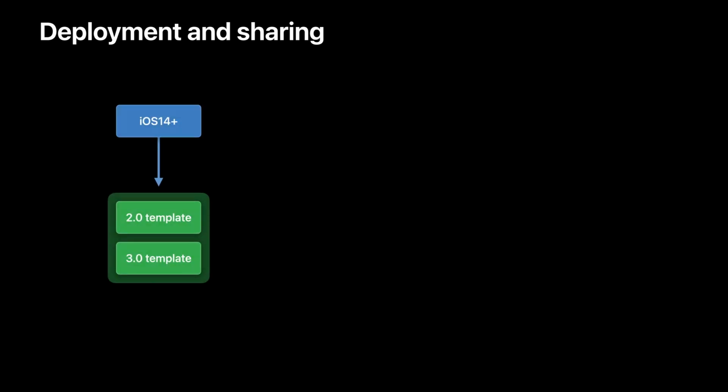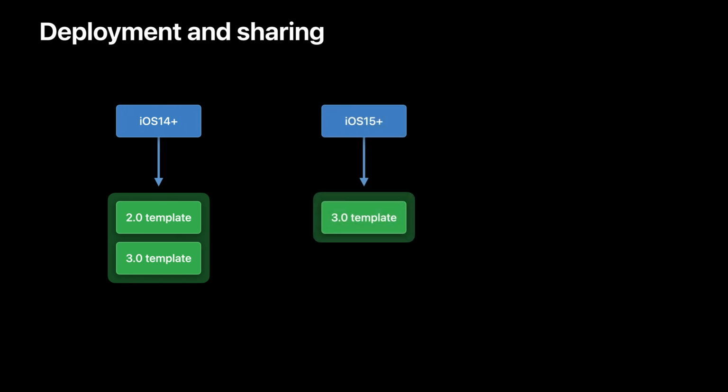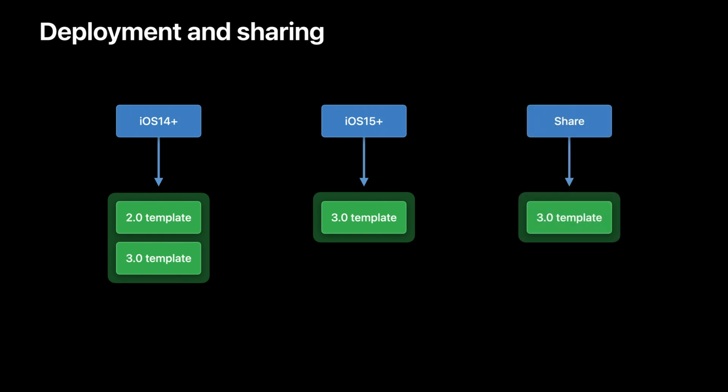If your minimum deployment target is iOS 14, you will need to export both a 2.0 and a 3.0 template and use the appropriate asset based on a version check. If your minimum deployment target is iOS 15 or later, you only need to export a 3.0 template. If you are sharing a symbol with a colleague, export a 3.0 template. They can then import that into their SF Symbols app to continue editing and annotating.